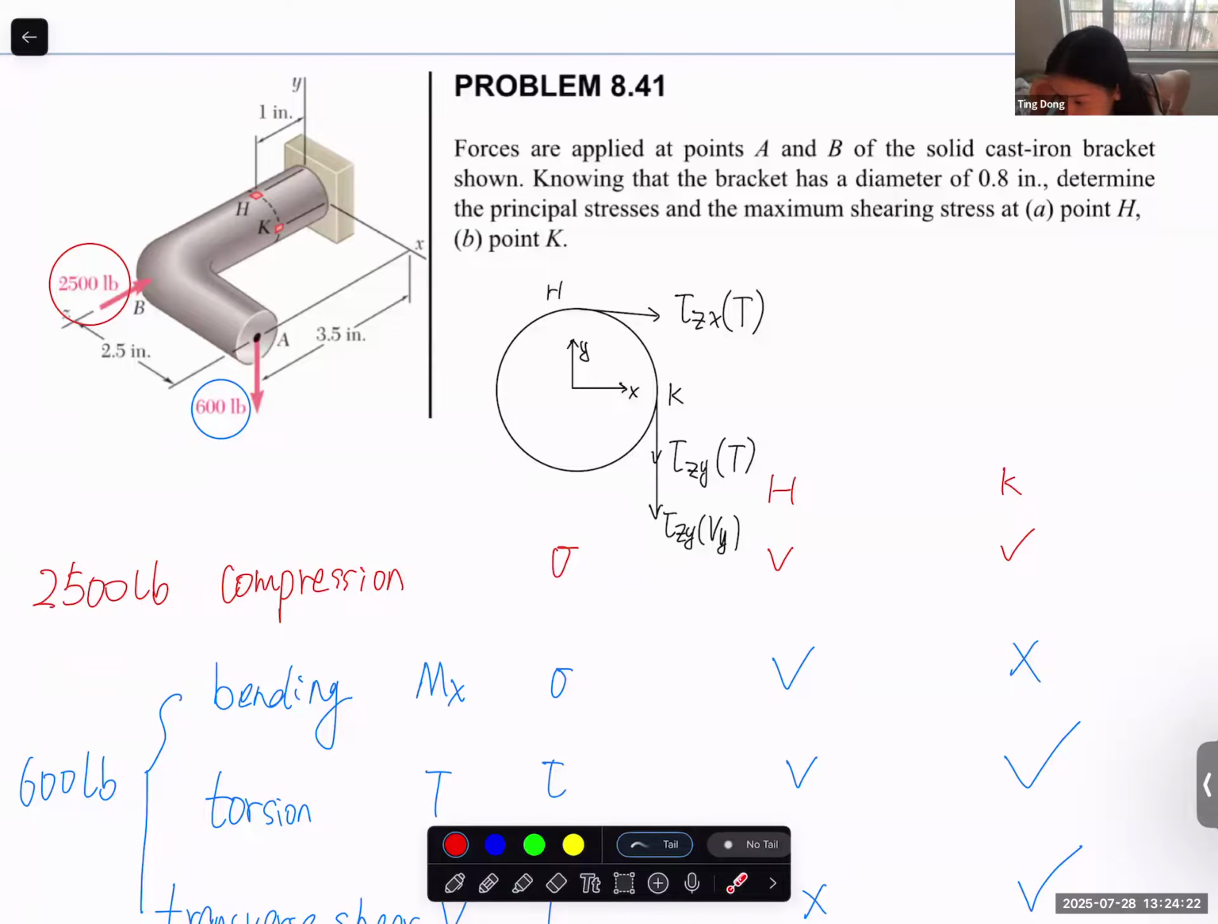Why is there no bending at K? There is bending moment on this cross section. It does have bending moment on this cross section. It's just that the normal stress generated by bending moment at K equals 0 because K is on the neutral surface. We do have bending moment on this cross section. It's just that normal stress generated by bending moment at K equals 0. Does this make sense or not? Okay. Any other question about this problem?